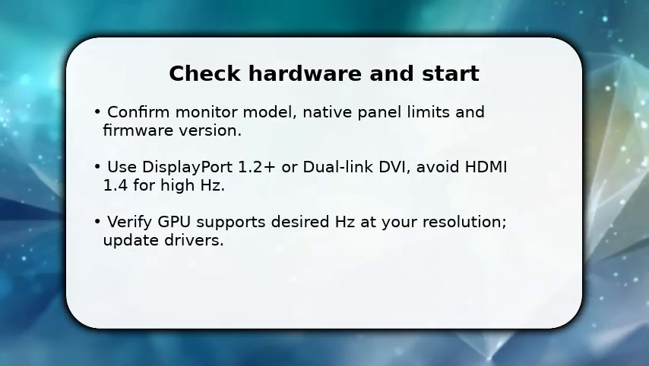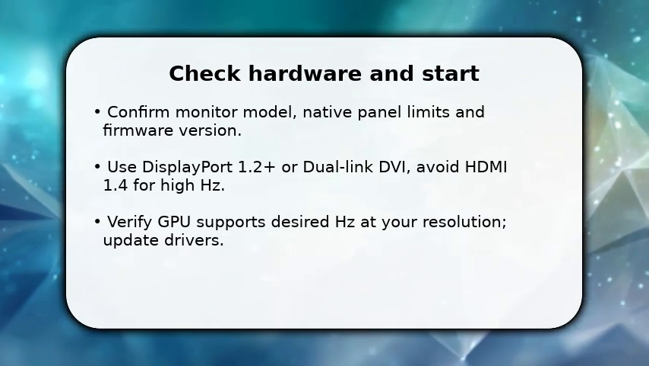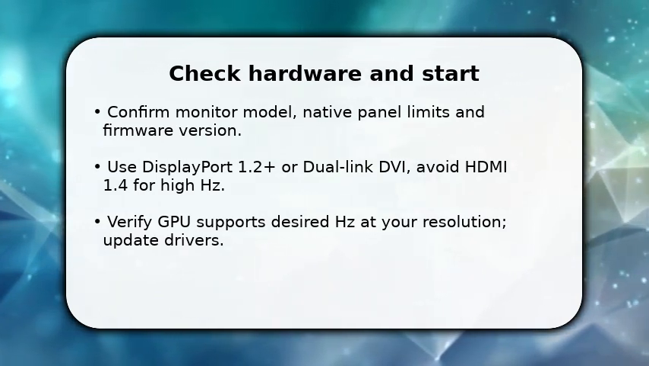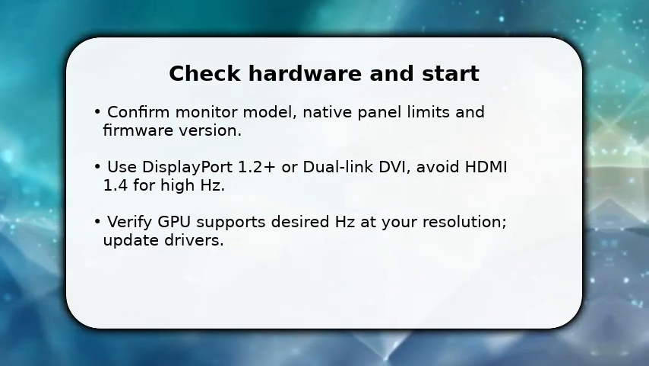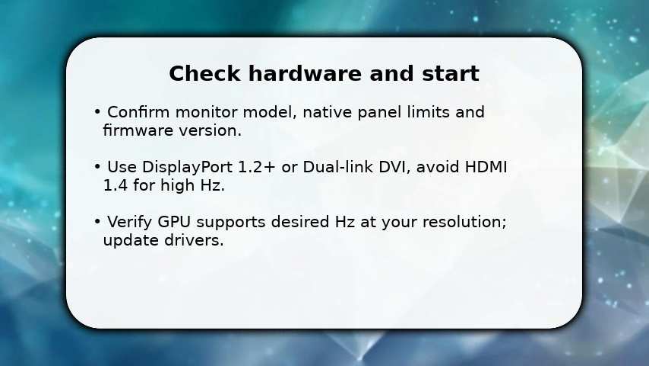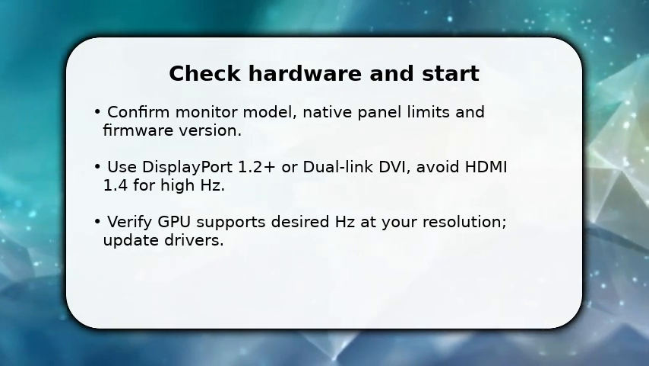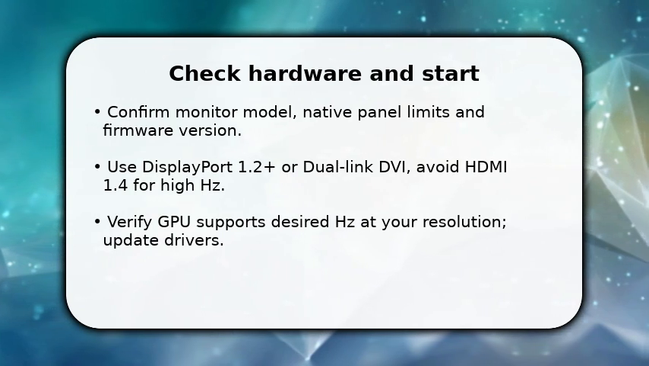You start by verifying hardware so you know what's possible. Check the monitor model and firmware because panels have physical Hz limits. Once done, choose the right cable. DisplayPort 1.2 or better, or dual-link DVI, avoids bottlenecks.